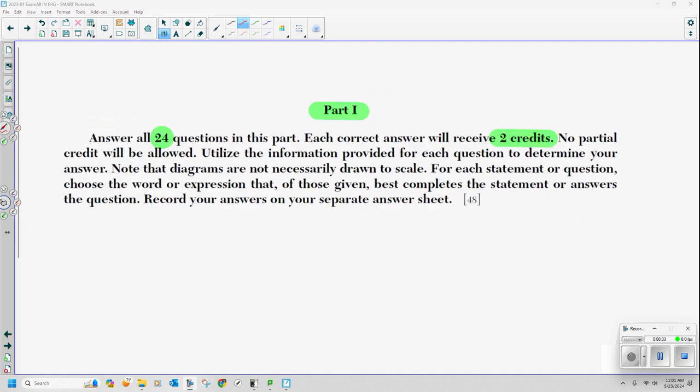And as I previously mentioned, this is the last of the multiple choice problems. They are worth 2 credits each. You don't get any partial credit. Just pick an answer. Well, I mean, hopefully you can calculate an answer, but you get my drift.